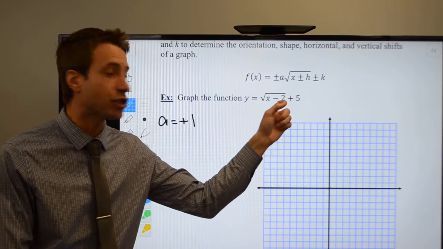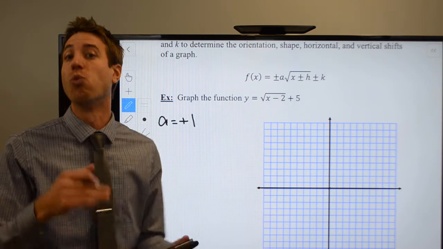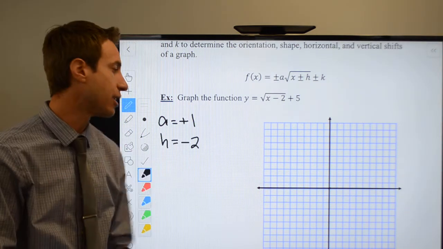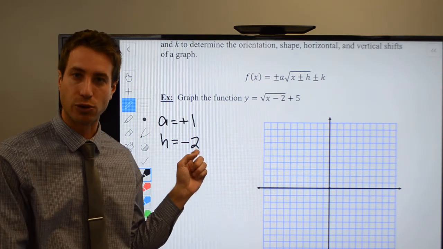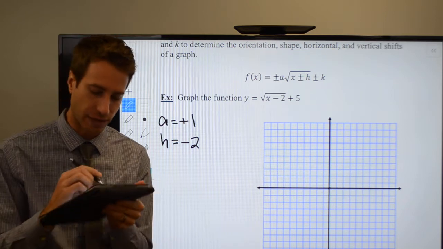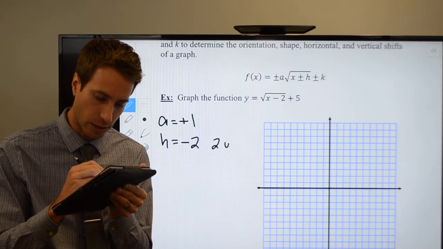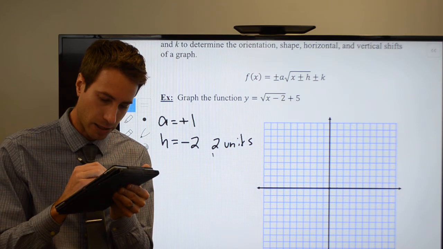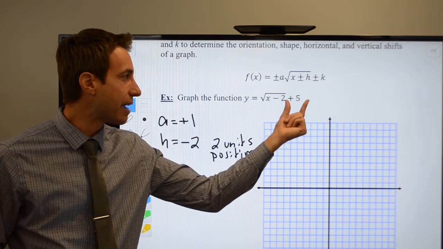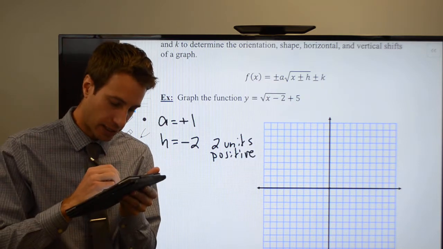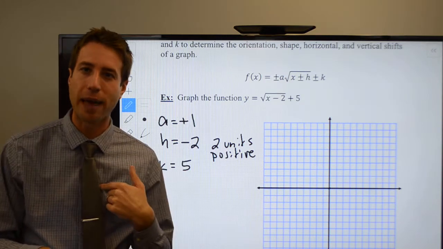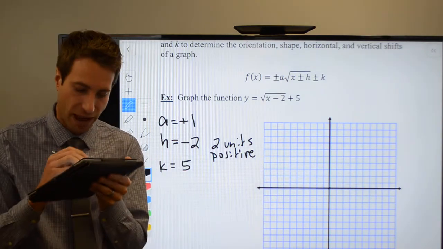I know that the h is what's underneath the radical with the x, and so my h is going to be a minus 2. But I know that that means it goes the opposite direction, so I'm actually going to be shifting to the right 2 units in the positive direction. So 2 units positive. And my k is whatever's tacked on at the back, which in this case is a 5. Since it's a positive 5, I know that means my graph is going to shift up 5 units.